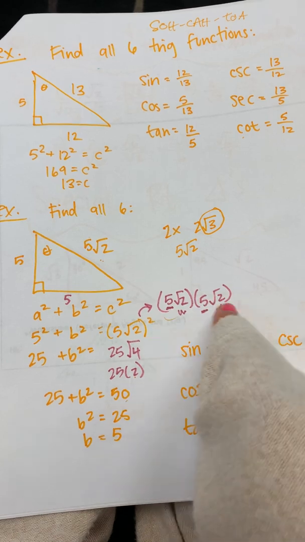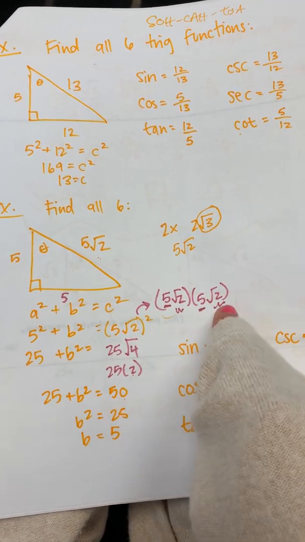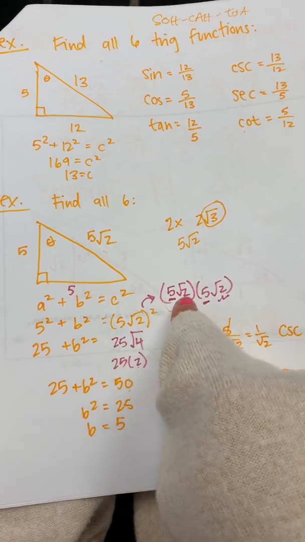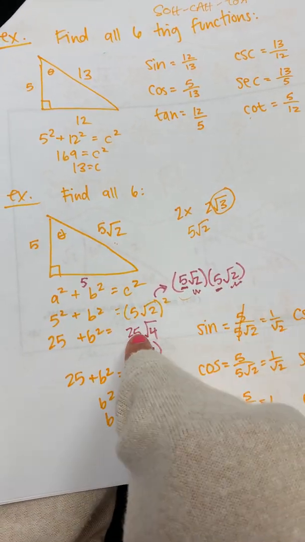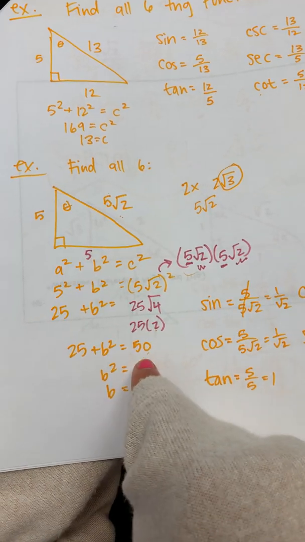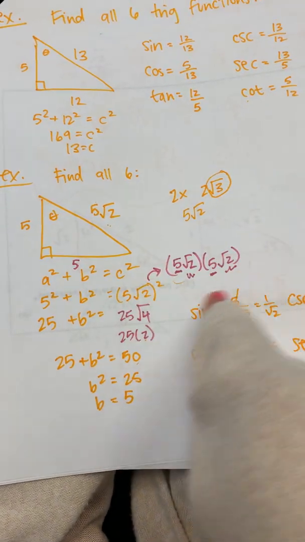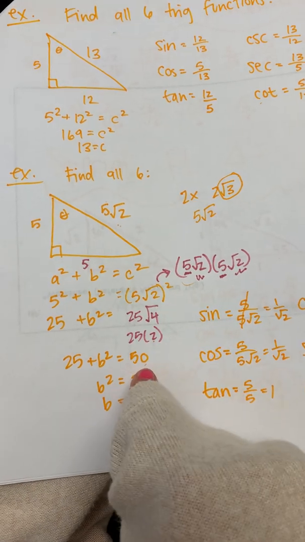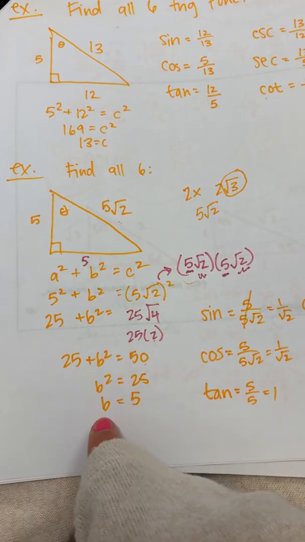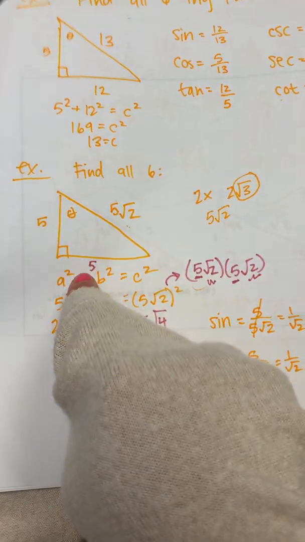When you have 2 numbers with a radical, you end up doing outside times outside, so 5 times 5, and then inside of the radical times inside of the radical, so you get √4. And the square root of 4 is really 2, so 25 times 2 makes 50. So that's how this 5√2 squared ends up actually going to 50. So we have 25 plus b squared equals 50. Subtract over the 25, b equals 5. So that's how we get that last side.